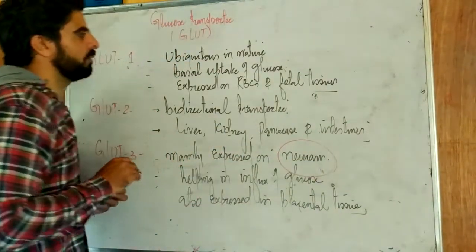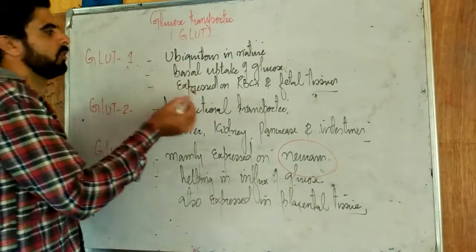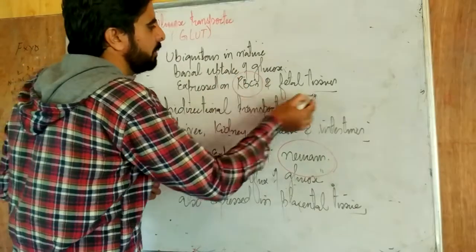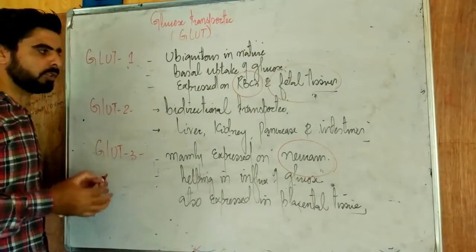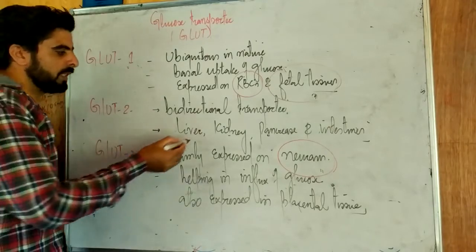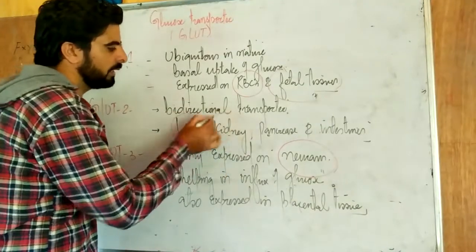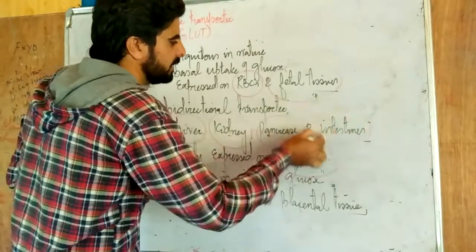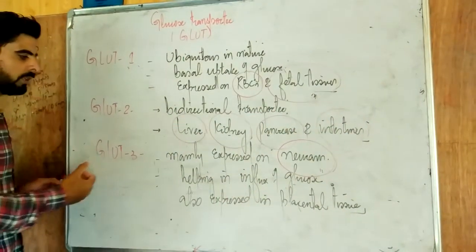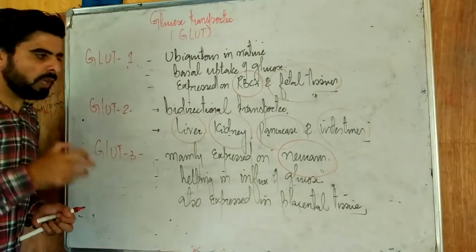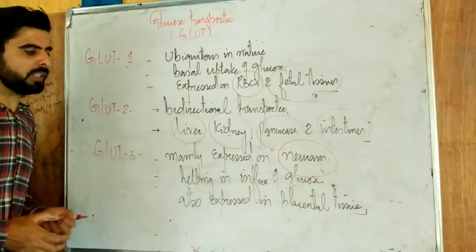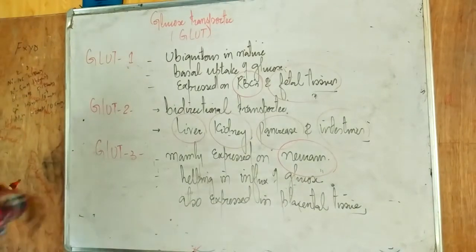It is a very important thing. So GLUT 1 is ubiquitous in nature, mainly present in RBCs and fetal tissues. Then we have GLUT 2, a bidirectional transporter expressed on liver, kidney, pancreas, and intestines. Then we have GLUT 3, which is mainly expressed on neurons, helping in influx of glucose, and it is also expressed in placental tissue.